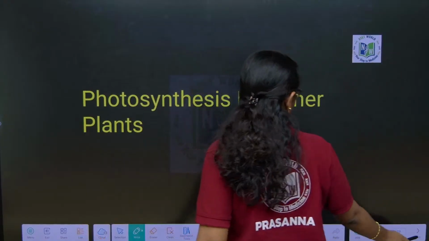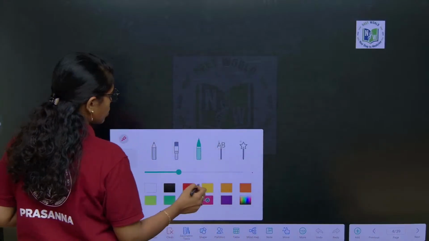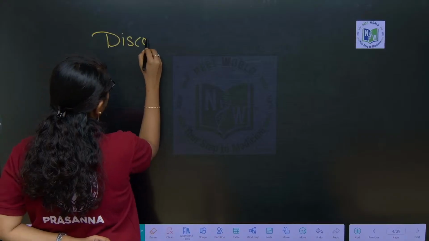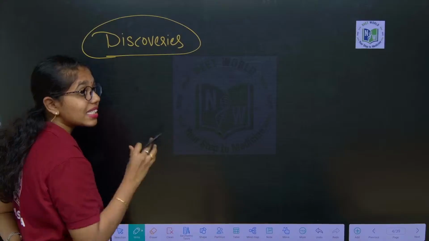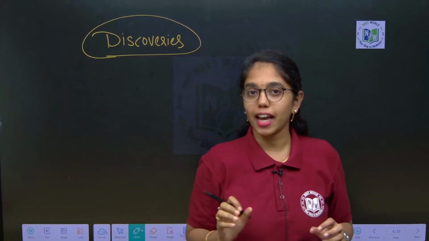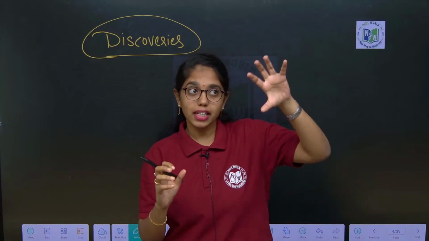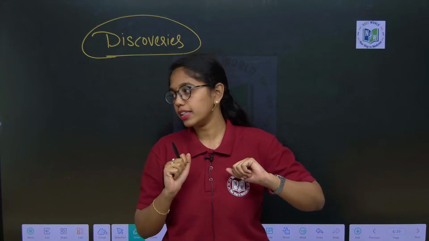Firstly, discoveries of photosynthesis. I'll tell you a superb trick to remember all the discoveries. Mostly from the discoveries of photosynthesis, you will get a match the following type of question or statement based question, wherein the discoveries are given in one column and the scientist names are given in the other column.